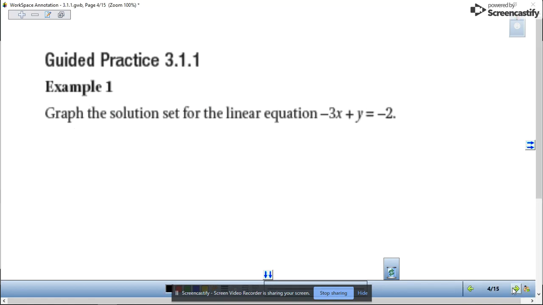Alright, so let's take a look at the example here. I think you'll find that once you get the example, this is really pretty easy, straightforward. Graph the solution set for the linear equation negative 3x plus y equals negative 2. Now, we've talked about how to use intercepts to find your x and y intercept and graph that way. Or what y'all are more comfortable with, for the most part, is putting it in slope-intercept form. So that's what I'm going to do.